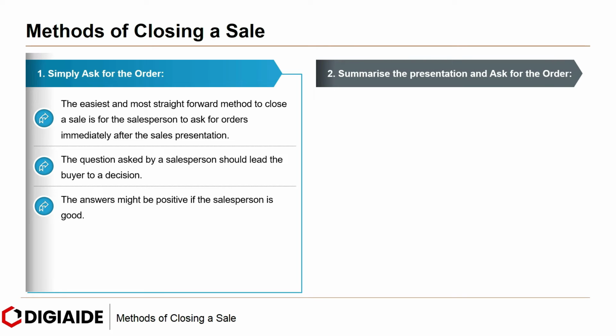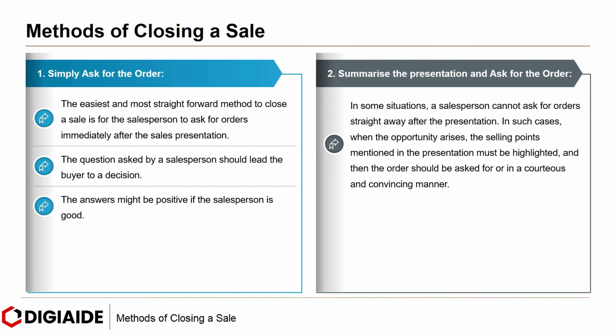Second, summarize the presentation and ask for the order. In some situations, a salesperson cannot ask for orders straight away after the presentation. In such cases, when the opportunity arises, the selling points mentioned in the presentation must be highlighted, and then the order should be asked for in a courteous and convincing manner.